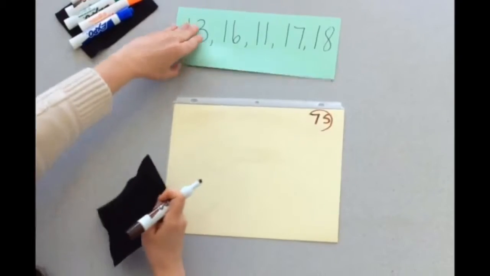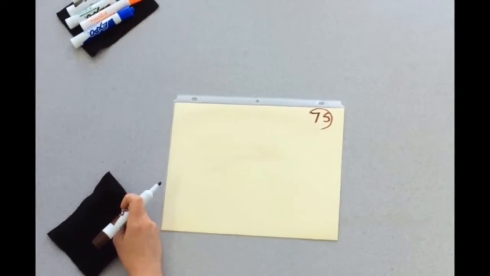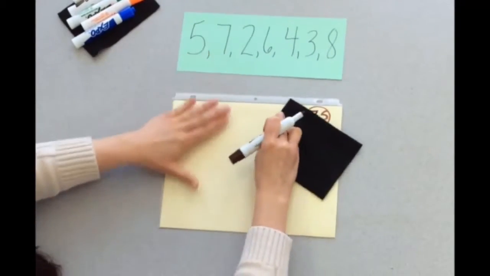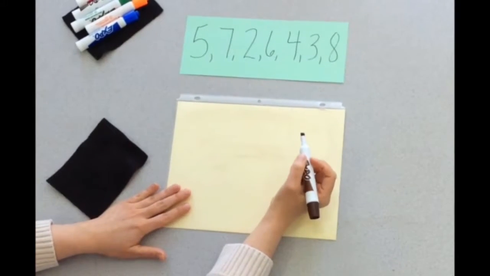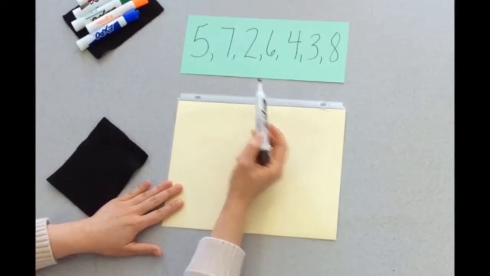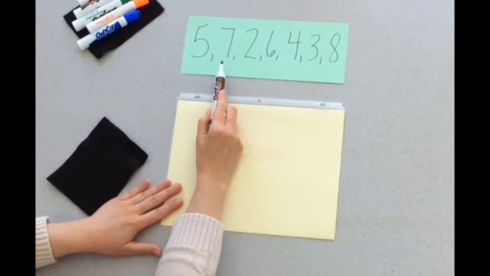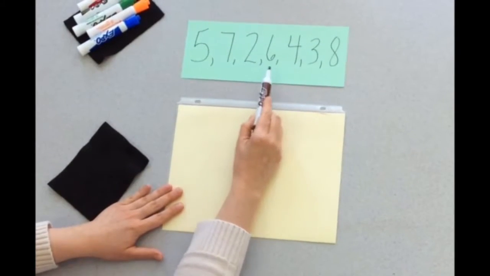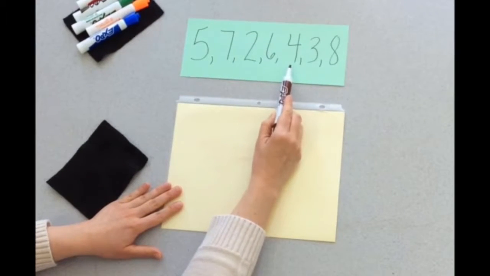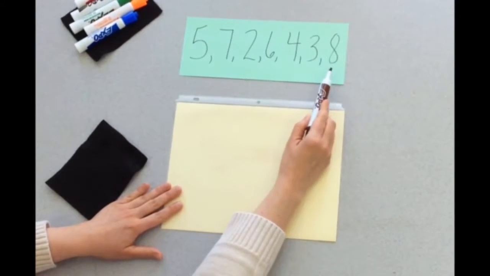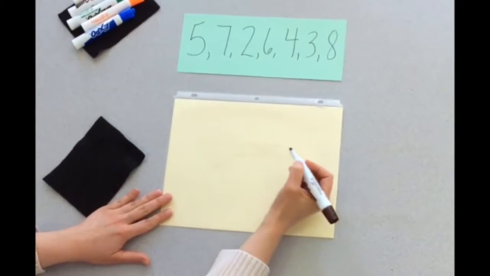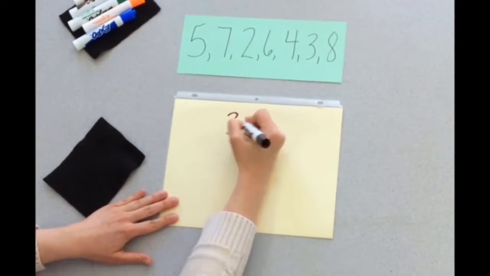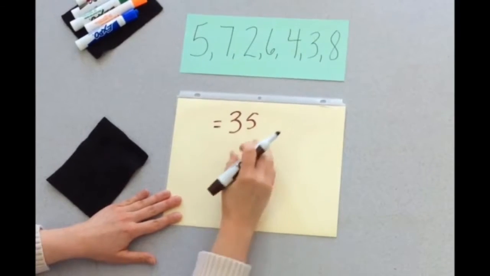Let's try another one. During the first week of April last year, the temperature for the first week was as follows: 5 degrees, 7 degrees, 2 degrees, 6 degrees, 4 degrees, 3 degrees, and 8 degrees. If we add up all the numbers in this data set, it equals 35.